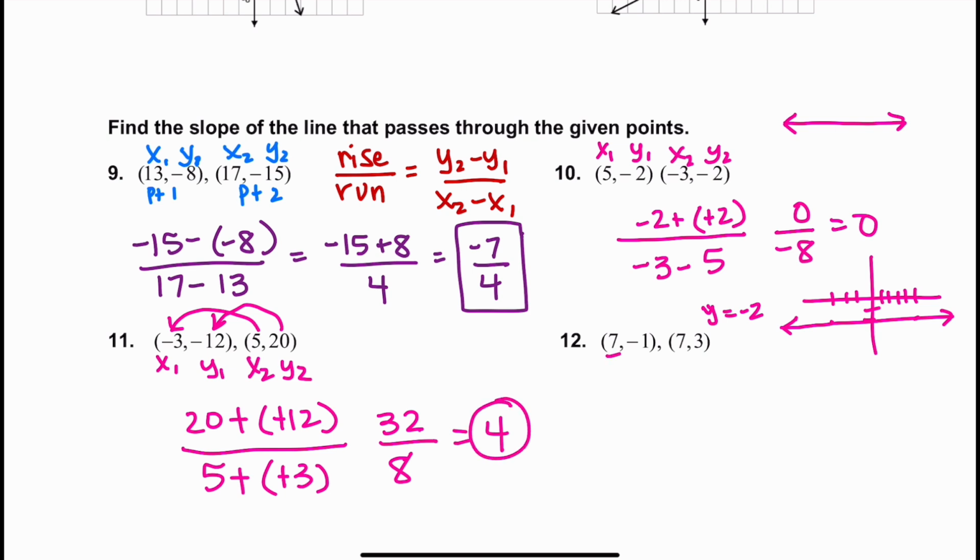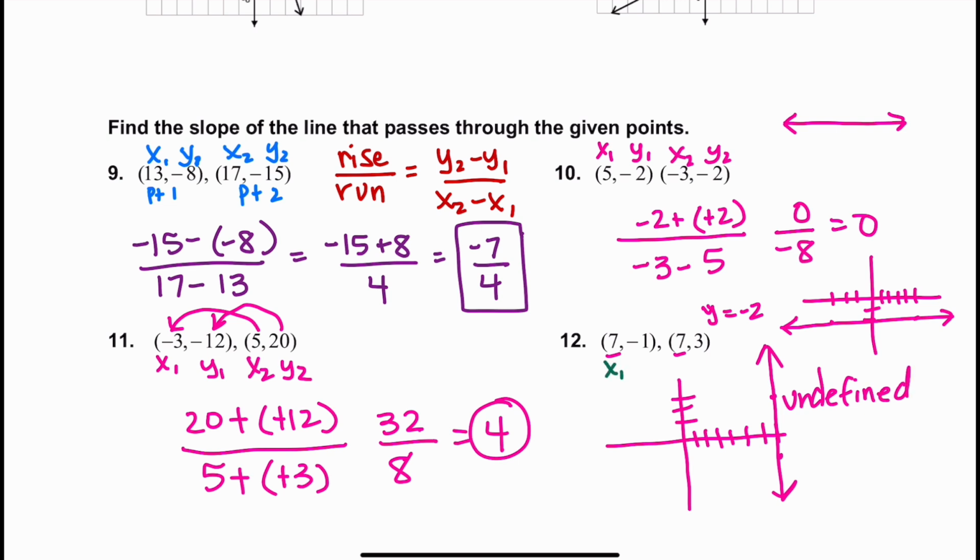Now on number 12, both of the x values are going to be 7. So I know that this is going to have 7, negative 1 is a point, and 7, 3 is a point. And so this is going to be a vertical line. It should have an undefined slope. Now what does that look like when I use my formula? It's still going to work out.